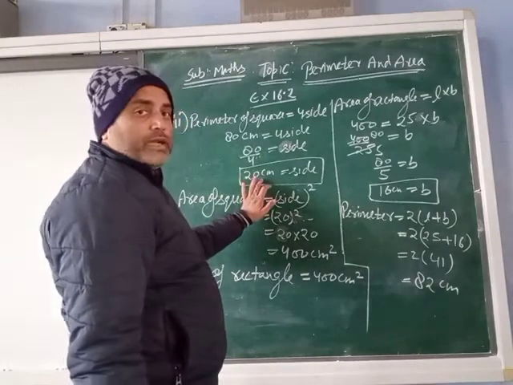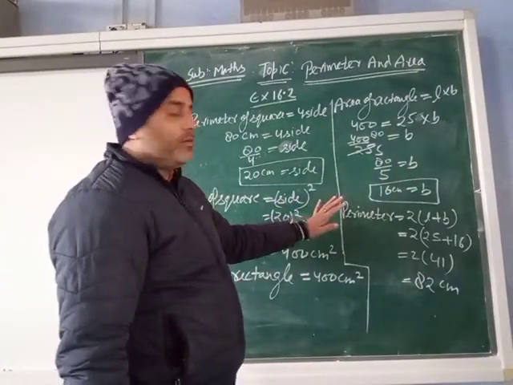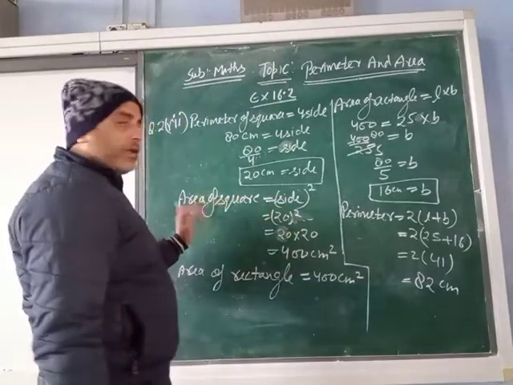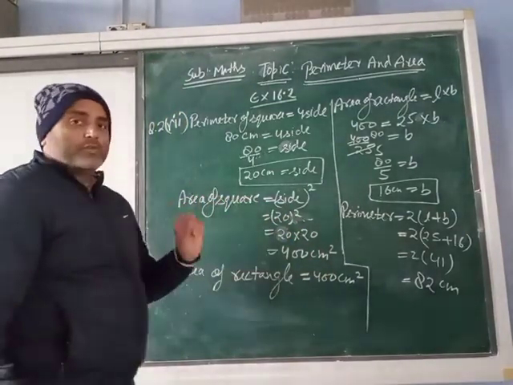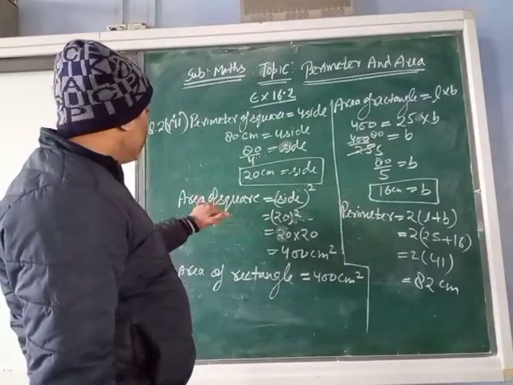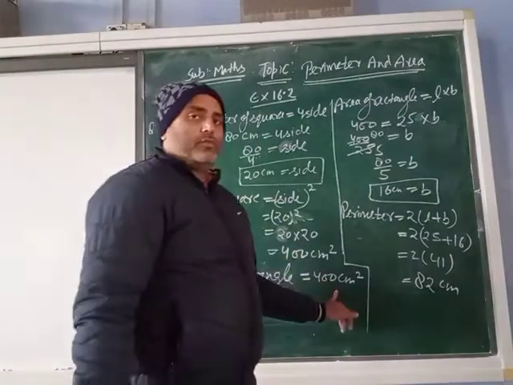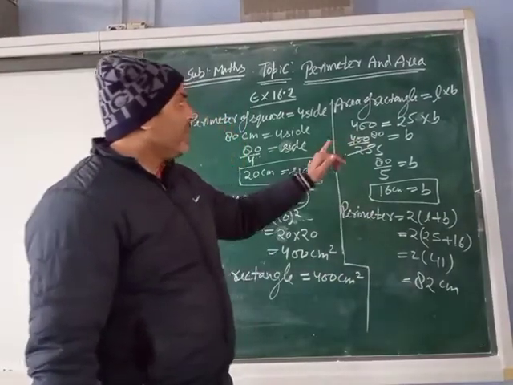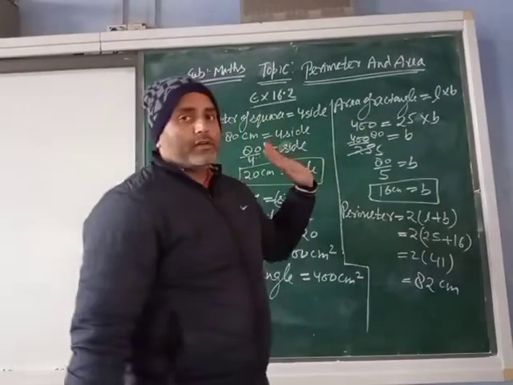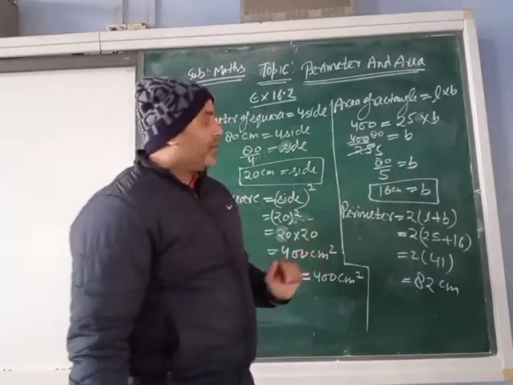Then with the help of this side, we will find the area of the square. Area of a square is side into side. Side square is 400 centimeter square, that is the area of the square. Next, the question says the area of the square and the area of the rectangle are the same. Therefore, the area of the square is 400 centimeter square, so the area of the rectangle is also 400 centimeter square. Now the question gives the length of the rectangle and the area of the rectangle. With the help of this, we will find the breadth of the rectangle.